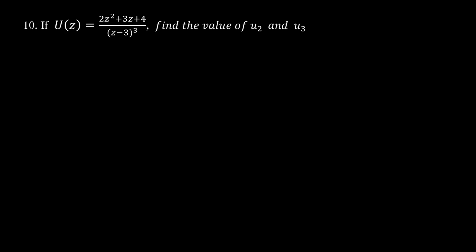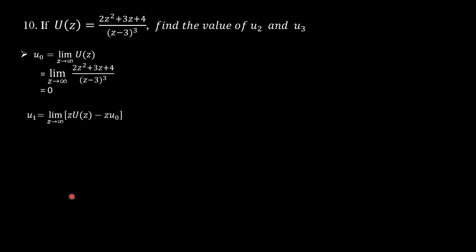Last problem. If u of z is equal to 2z square plus 3z plus 4 divided by z minus 3 whole cube, find u2 and u3. u0 is limit u of z as z tends to infinity and which is equal to 0. u1 is limit of z into u of z minus z into u0 as z tends to infinity. By substituting u of z and u0, u1 becomes limit z tends to infinity 2z cube plus 3z square plus 4z divided by z minus 3 whole cube.